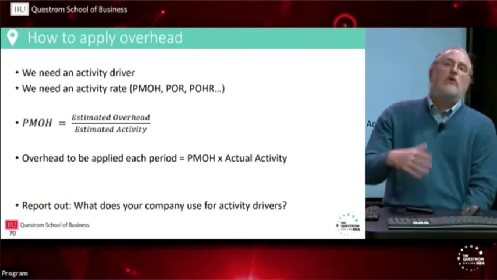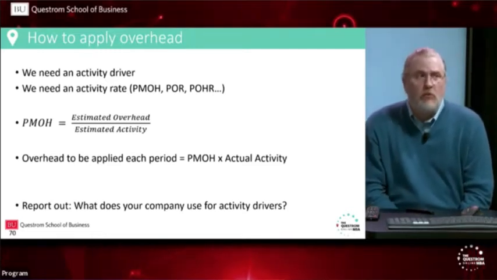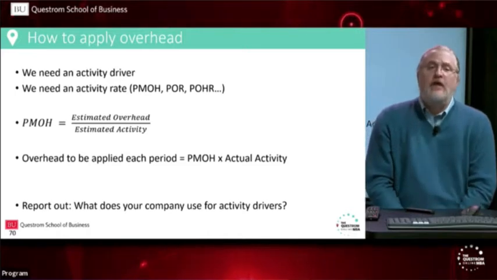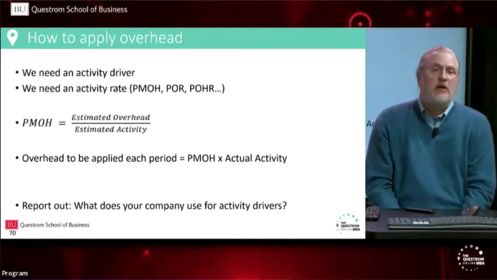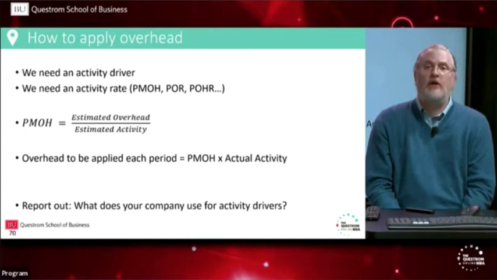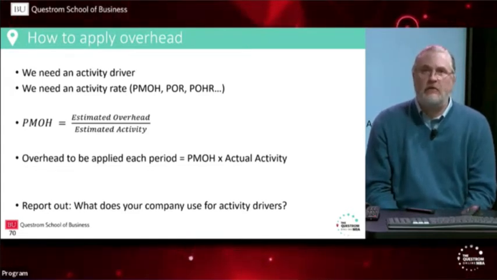Okay, how do we do the application then? To apply overhead, what we need to be able to do is come up with a rate, an activity rate. The activity rate can be called a PMOH, a POR, a POHR, it's all the same. Predetermined manufacturing overhead rate. Predetermined overhead rate. They're all the same thing, okay?